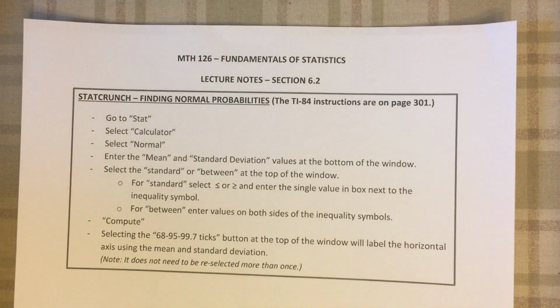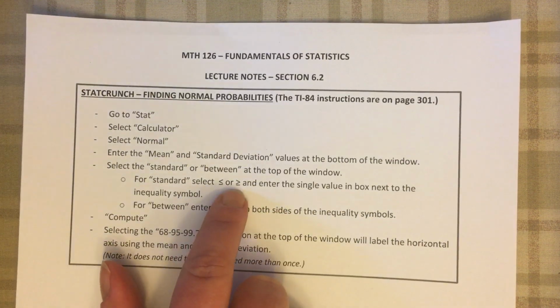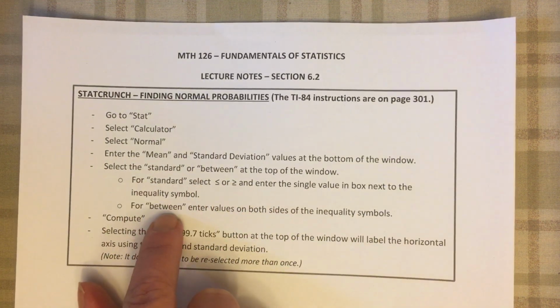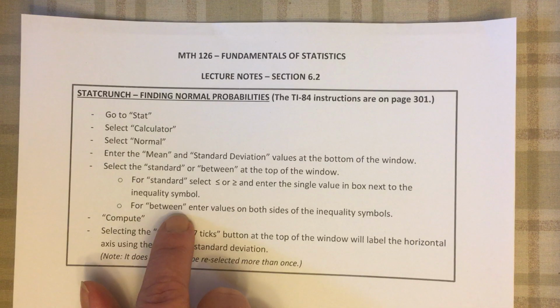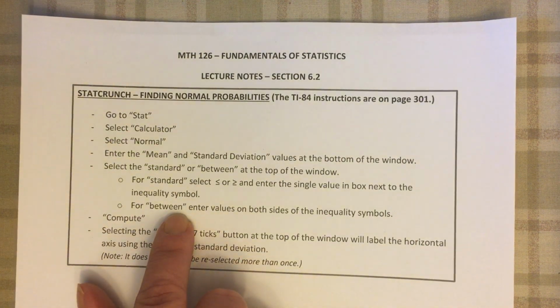Again, we're working with a normal distribution. We're working with normal probabilities. So we're going to select our normal calculator. In here, we're going to enter our mean and our standard deviation. Once we enter those values, we're going to pick Standard. Standard is if we are doing a less than or greater than, and Between is if we are looking for two different values. So when we get in here, we want to make sure that we have the correct one selected. Once we do that, we're going to have a place to enter the values that we're looking at.